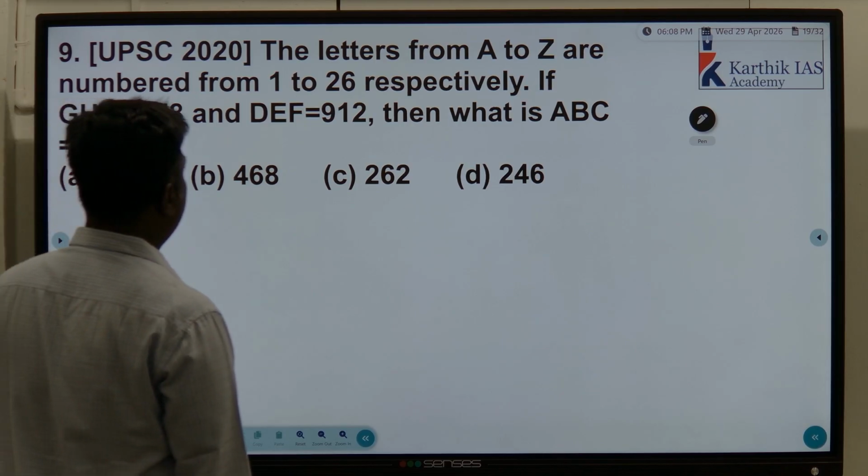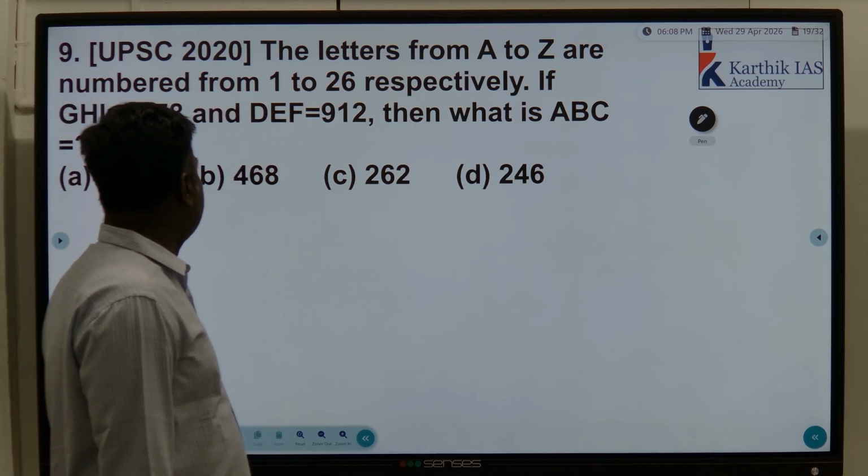The letters from A to Z are numbered 1 to 26. It is clearly given. GHI.